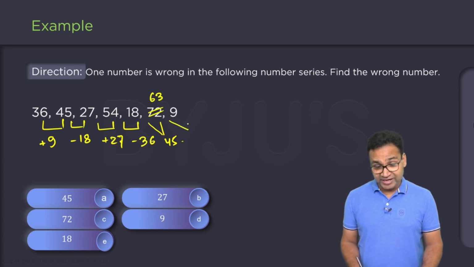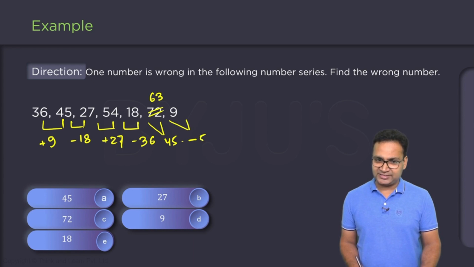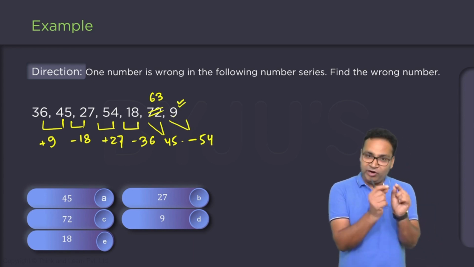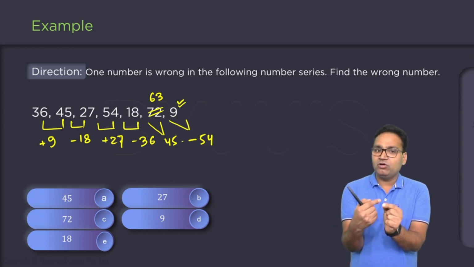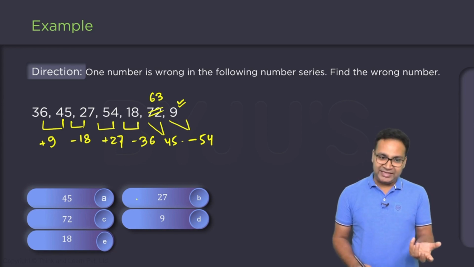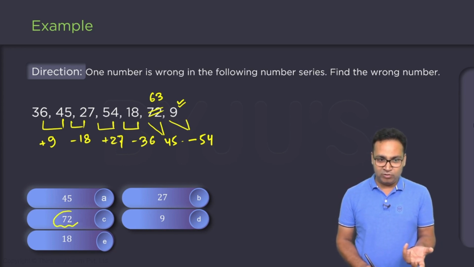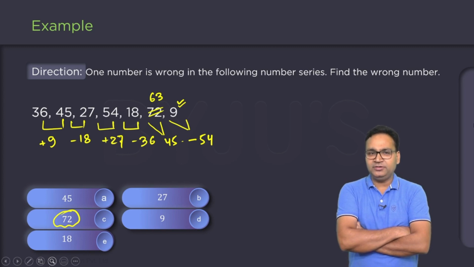Perfect. So what is the next difference now? It should be minus 9. 5 9s are 45, 9 6s are 54. So 9 is a correct number. I have told you that whatever trend you noticed, it should verify all the feasibilities. By this way, I am figuring out that 72 is a wrong number.